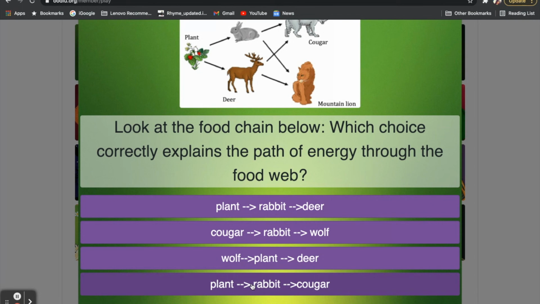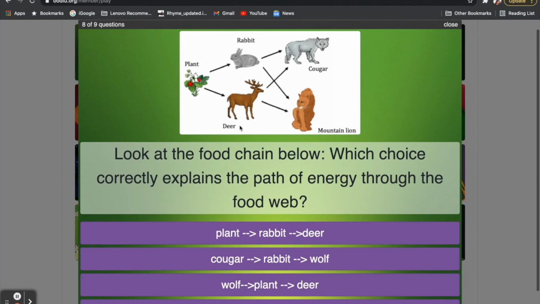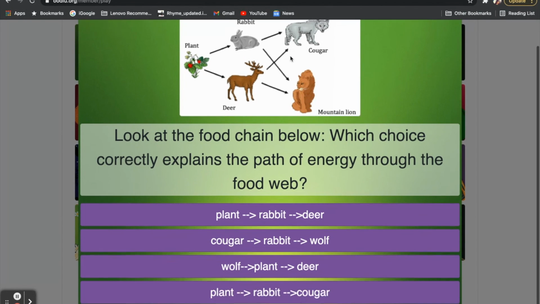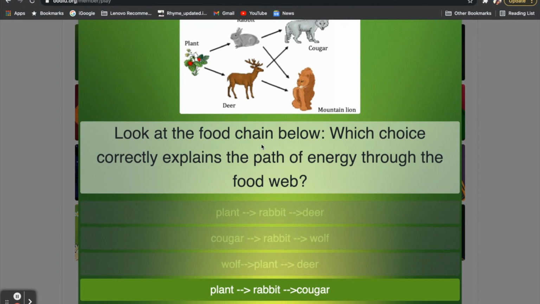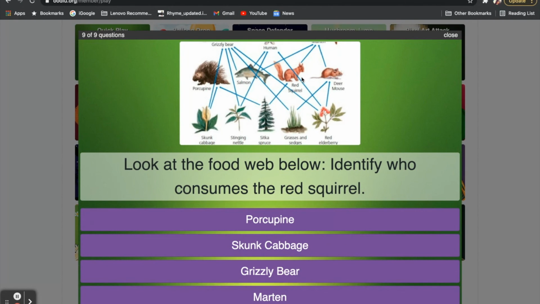If you said plant, rabbit, cougar, that is correct. We see our plant, it is eaten by the rabbit, and the rabbit is eventually eaten by the cougar. Good. For question 9, it is a bit tricky because I wasn't able to get the whole picture. But at the top of this food web, we have a grizzly bear, human, and a marten. Now, let's look at the food web. Identify who consumes the red squirrel. Is it the porcupine? Is it the skunk cabbage? Is it the grizzly bear? Or is it the marten? Who eats the red squirrel?